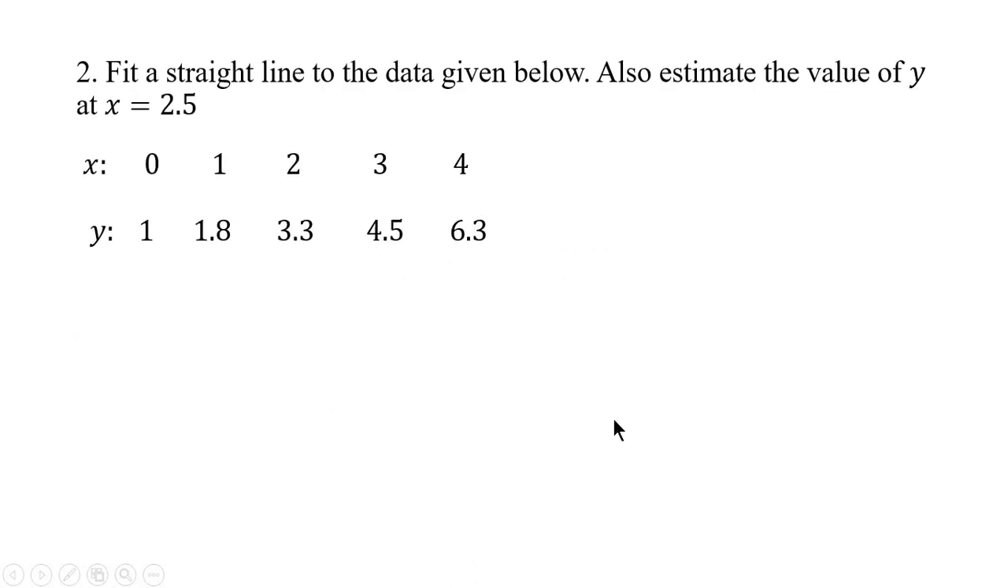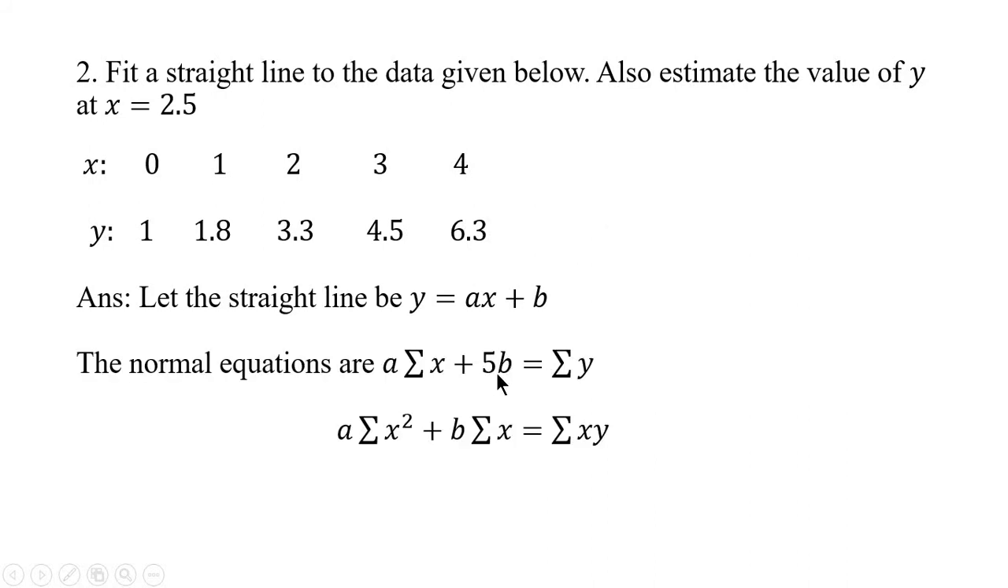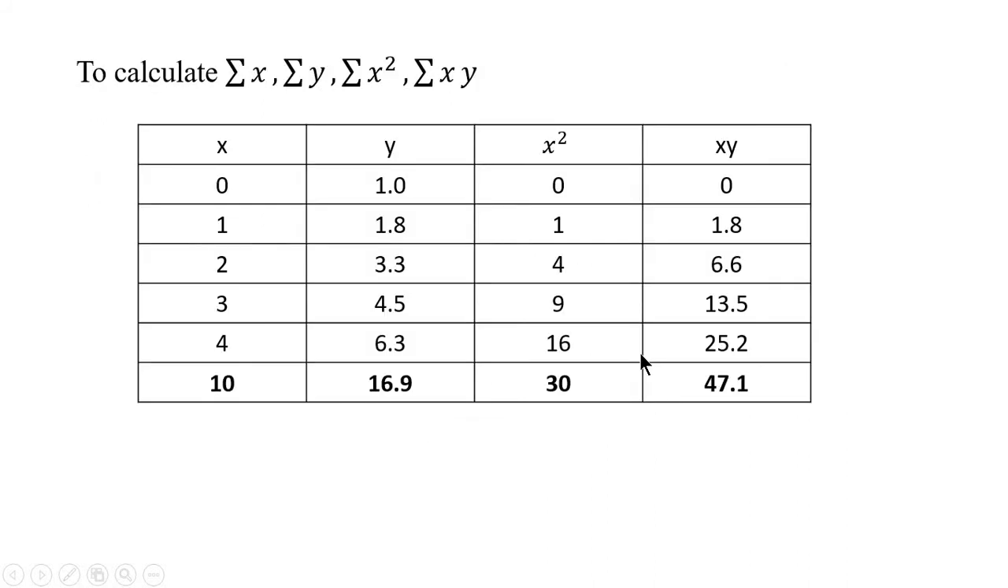Problem 2. Fit a straight line to the data and also estimate the value of y when x equal to 2.5. So here there are two parts to our question. First we have to fit a straight line. Use that straight line equation to compute the value of y when x equal to 2.5. Now by observing the data, we know that there are 5 values. So take n as 5. Write down the straight line equation and the normal equations taking n as 5. Now compute the value using the tables.